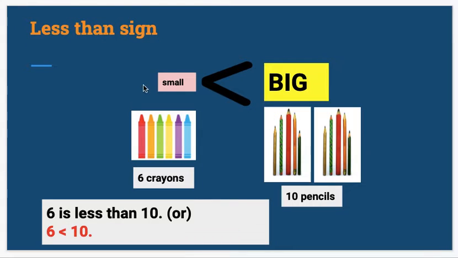Moving on, the less than sign is the greater than sign, but it's flipped. It's the same letter V on its side, and we see the pointy end faces the small number and the big open end faces the big number. With the same example, 6 crayons and 10 pencils, 6 is less than 10, or when we write it in a number sentence, 6, we use the math symbol less than, 10.